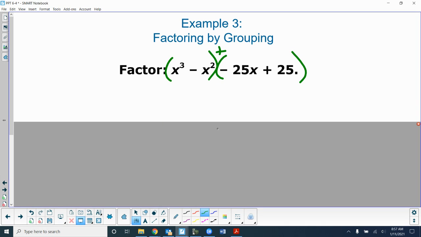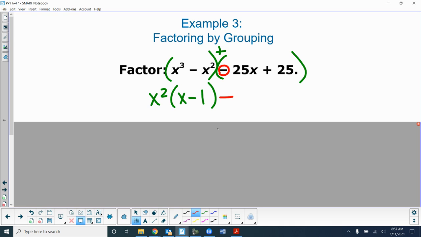What's the GCF for the first group? X squared. Divide x squared into x cubed. X. Negative x squared divided by x squared? Negative 1. Right? Now, you see this minus sign there? If there's a minus sign there, when we're doing grouping, you always put a minus sign here.